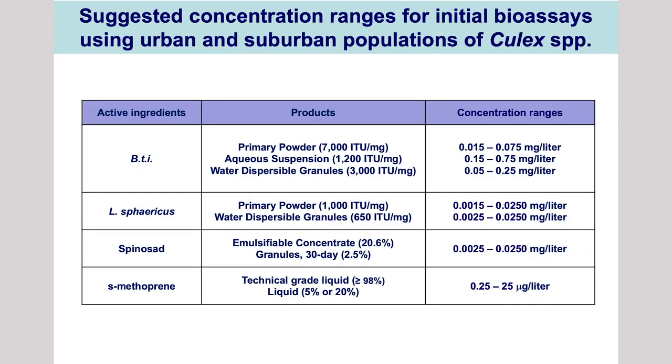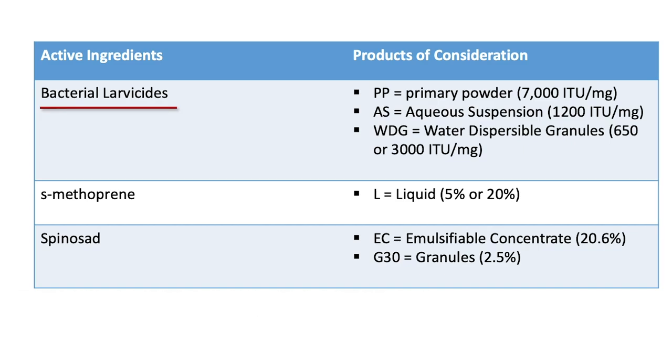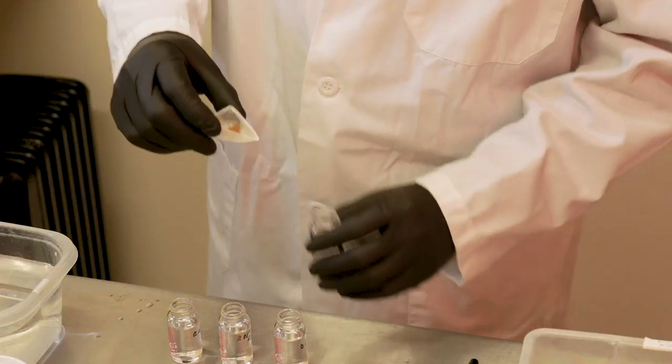As you can see, the range of doses that you will want to target in your bioassay differs among the control agents. The range of doses to be tested reflects the inherent toxicity of each formulated control agent. 4 to 5 doses should be tested in each bioassay. Often the concentration of BTI and L. sphericus products are based on the entire formulation with ITU per milligram specification, while products based on spinosad and methoprene are typically based on active ingredient levels.